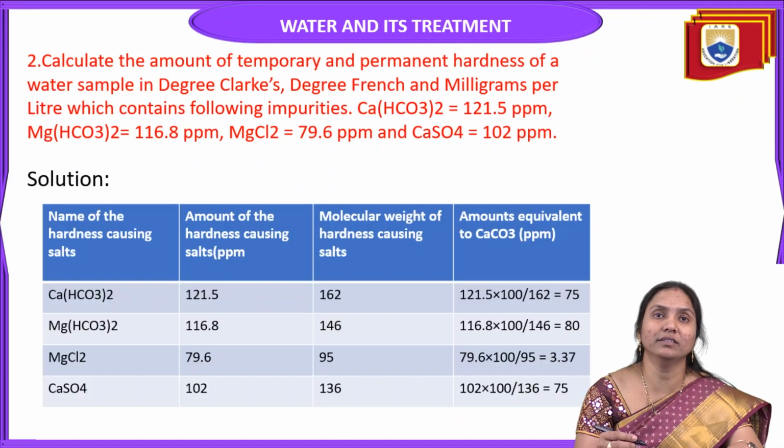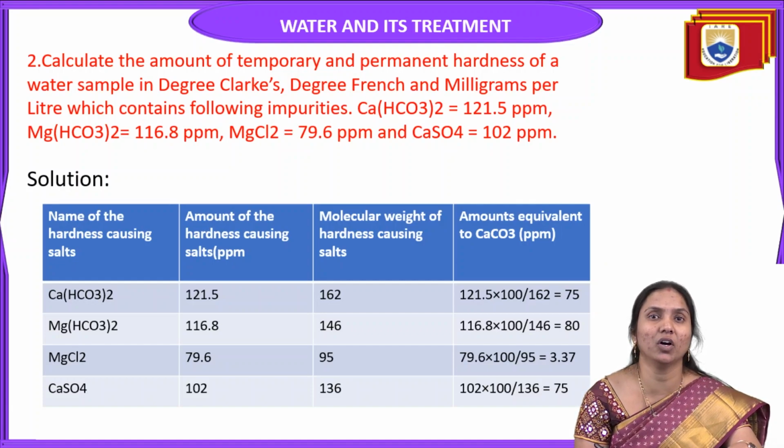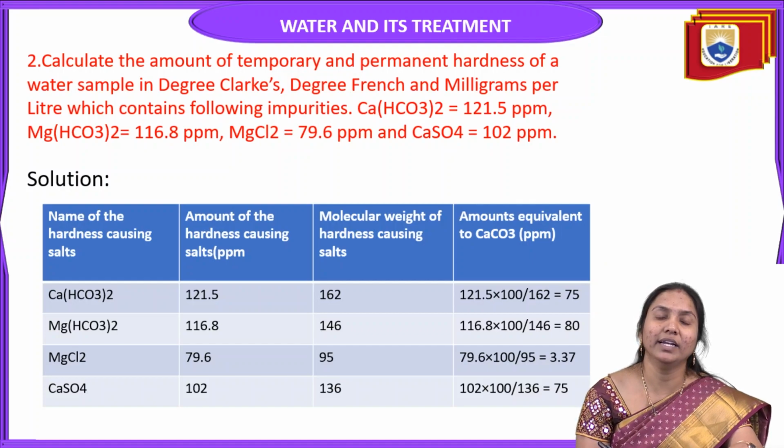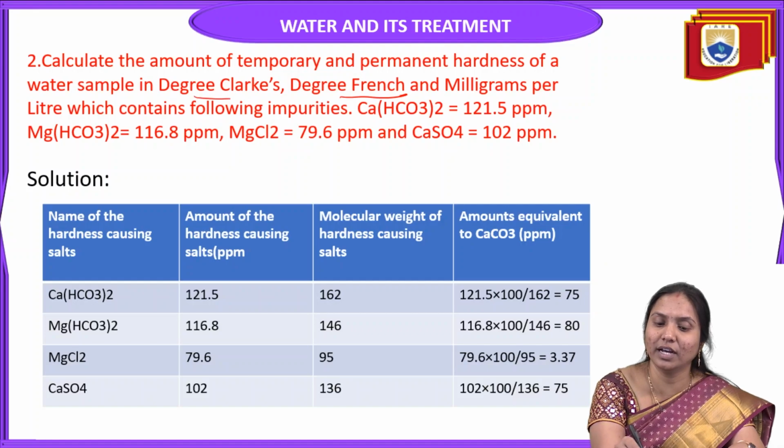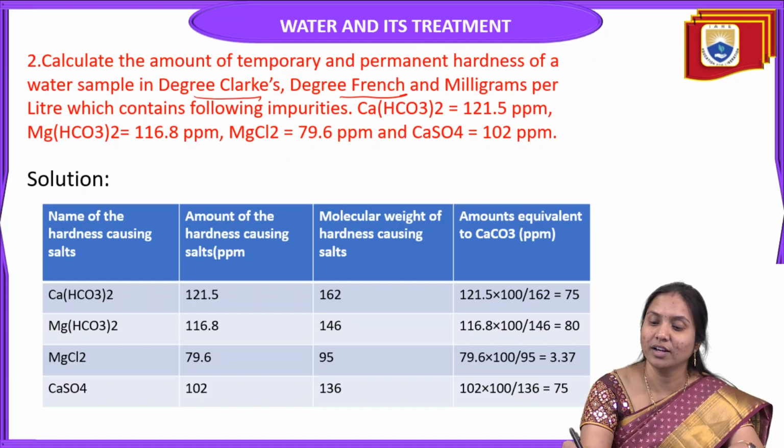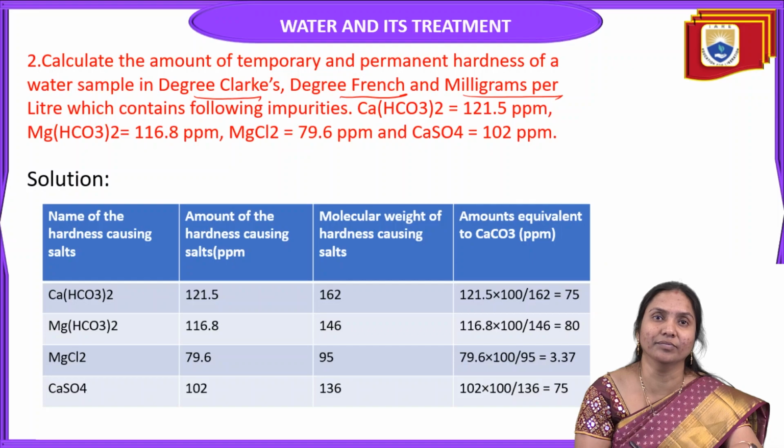Now you can calculate the second problem based on the temporary, permanent and total hardness of given water. Here, calculate the amount of temporary and permanent hardness of a water sample in degree of Clark, degree of French and milligram per liter. These are the units of water hardness: degree of Clark, degree of French and milligram per liter.